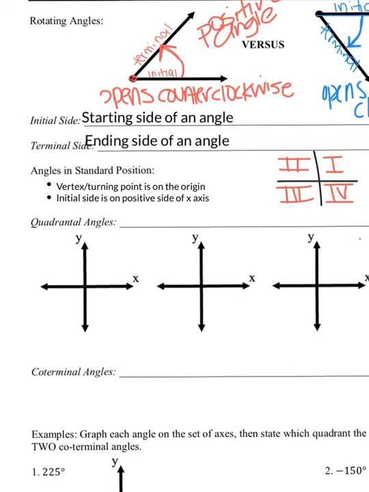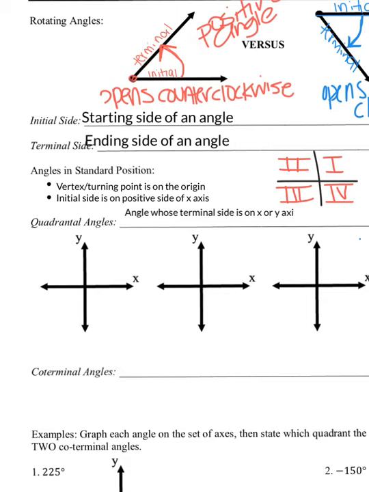Next definition, quadrantal angles. A quadrantal angle is an angle whose terminal side, meaning where it stops, whose terminal side is on an axis. The x or the y-axis does not matter.